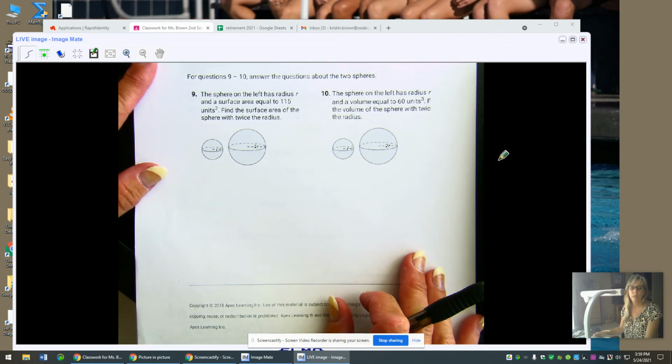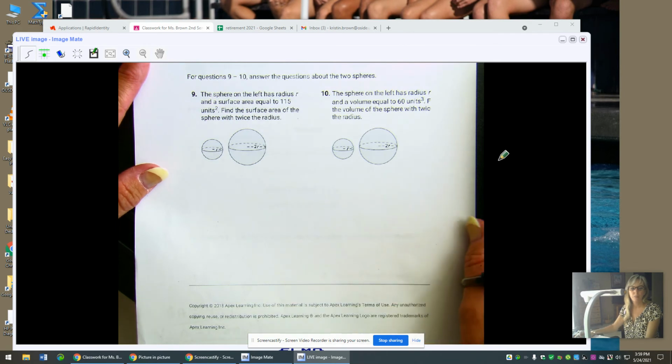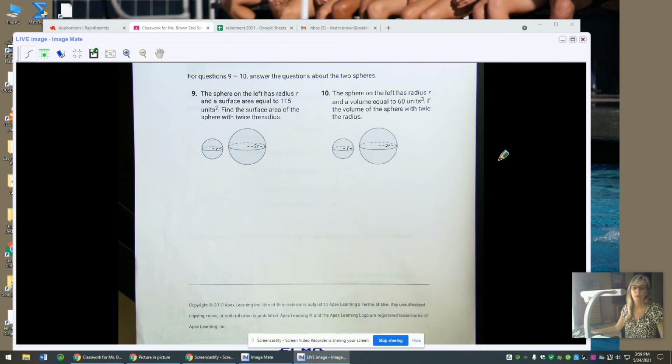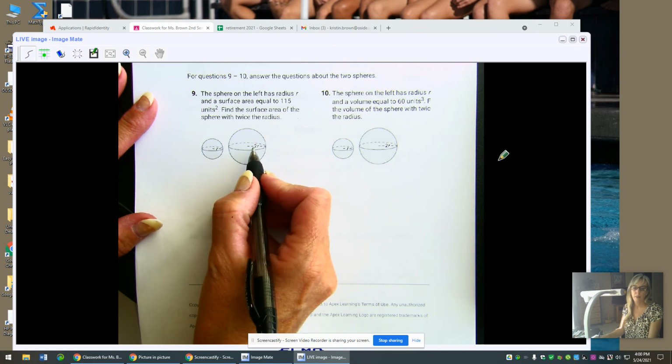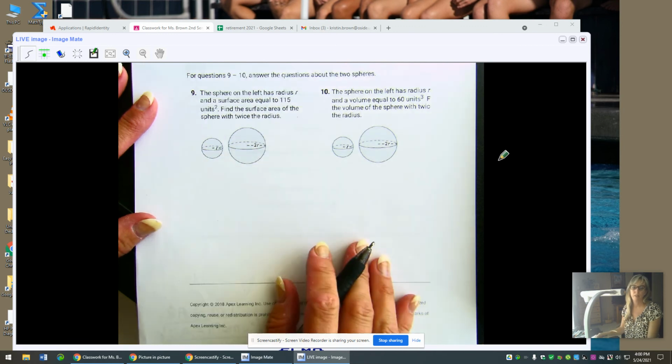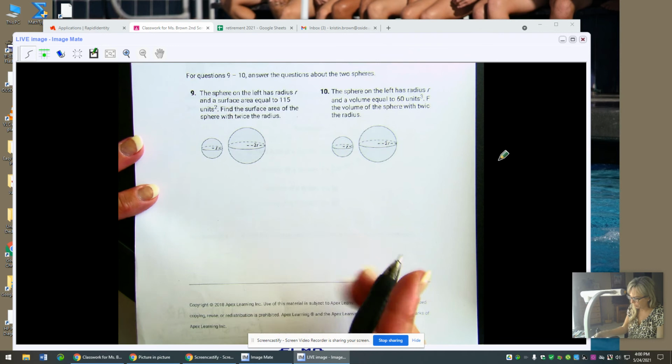The sphere on the left has a radius r and a surface area equal to 115 units squared. Find the surface area of the sphere with twice the radius. So we need to know what the radius is for this one, and then we can just double that radius and calculate the surface area of the next sphere.